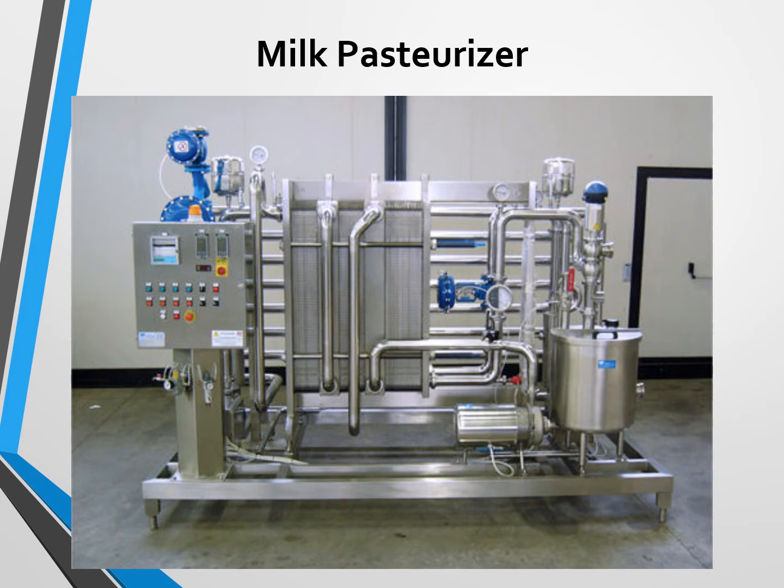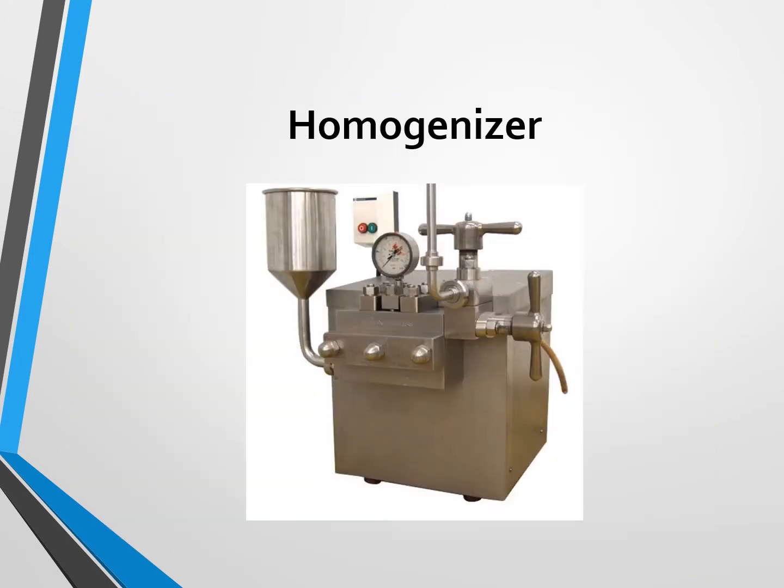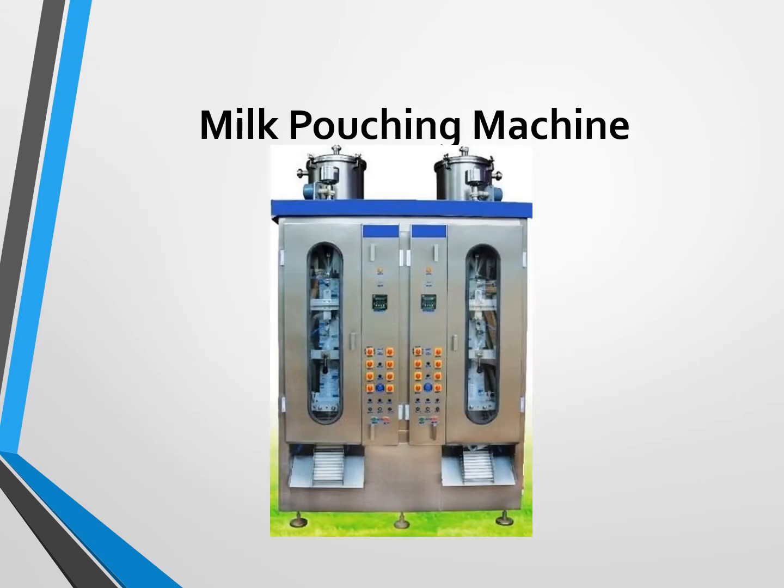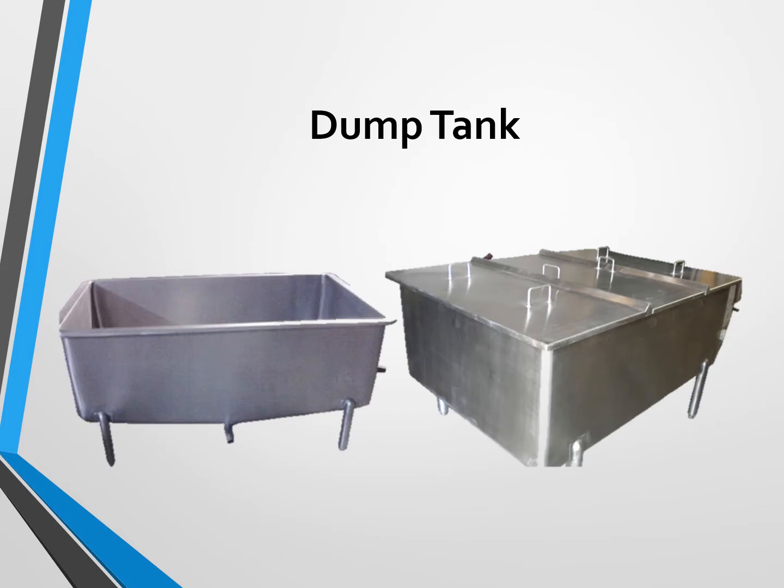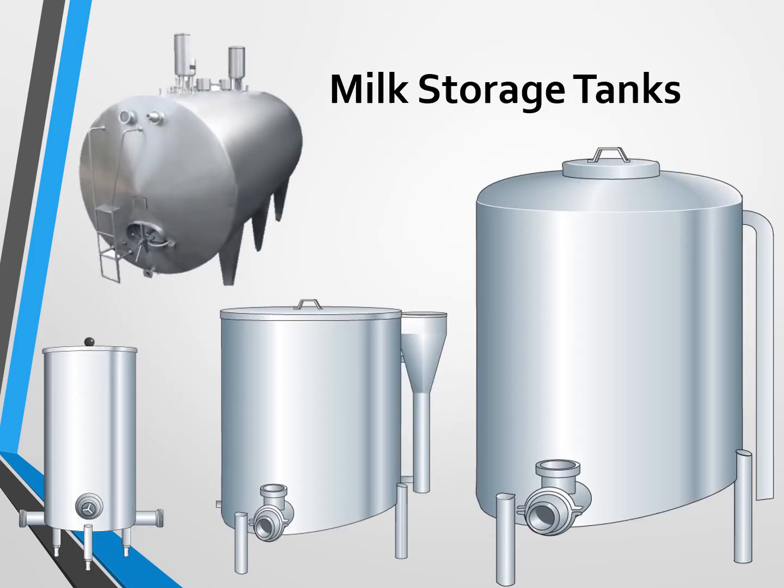So this is called milk pasteurizer, schematic of homogenizer, cream separator, milk pouching machine. This is dump tank, to store the milk, means to dump the milk while collection. This is milk storage tank, vertical storage tank, and horizontal storage tank.